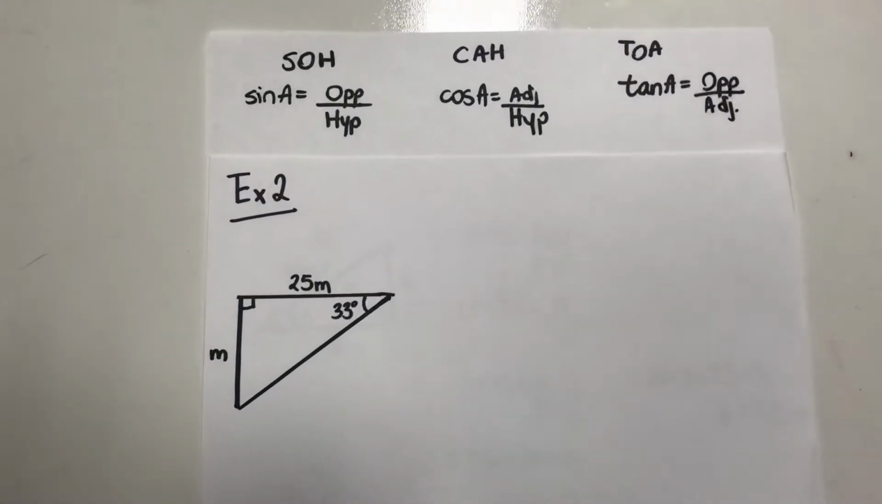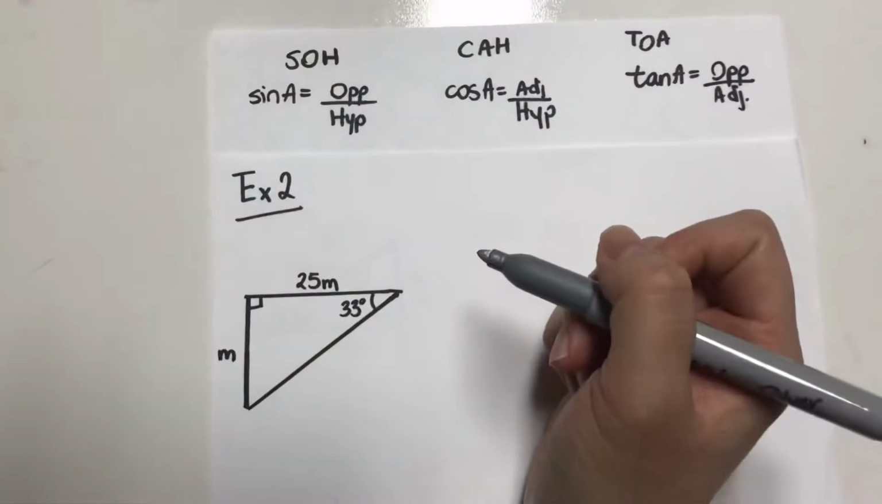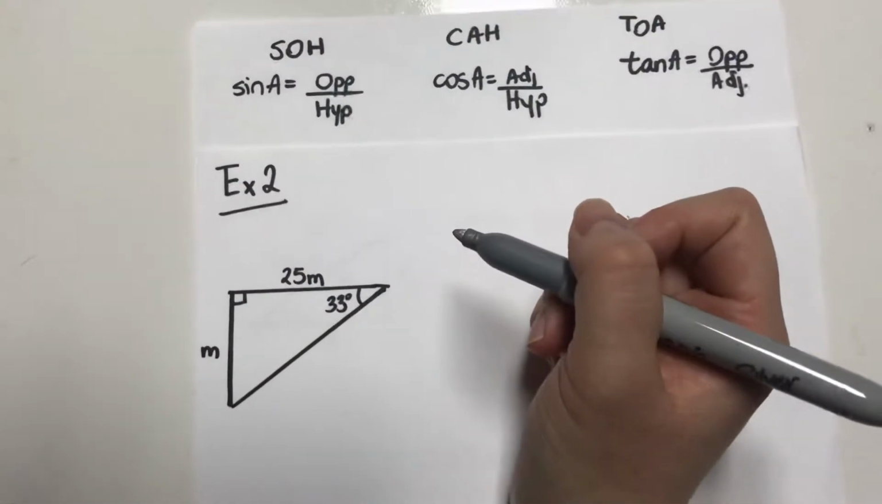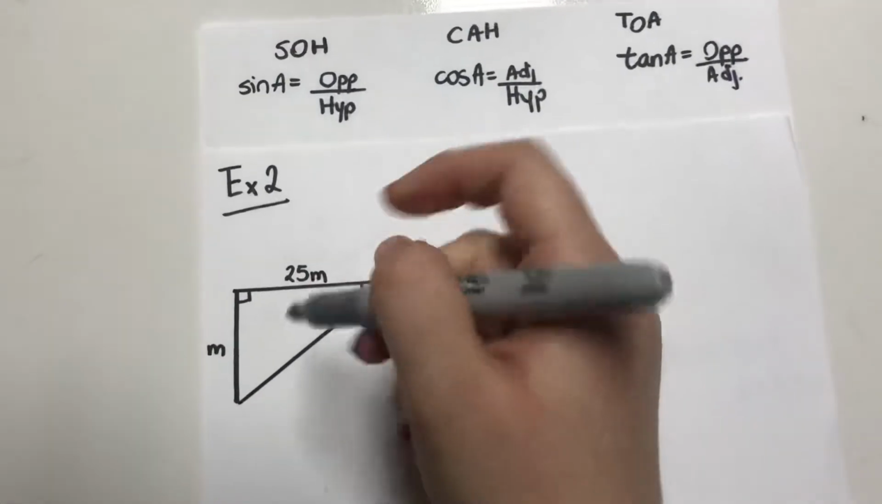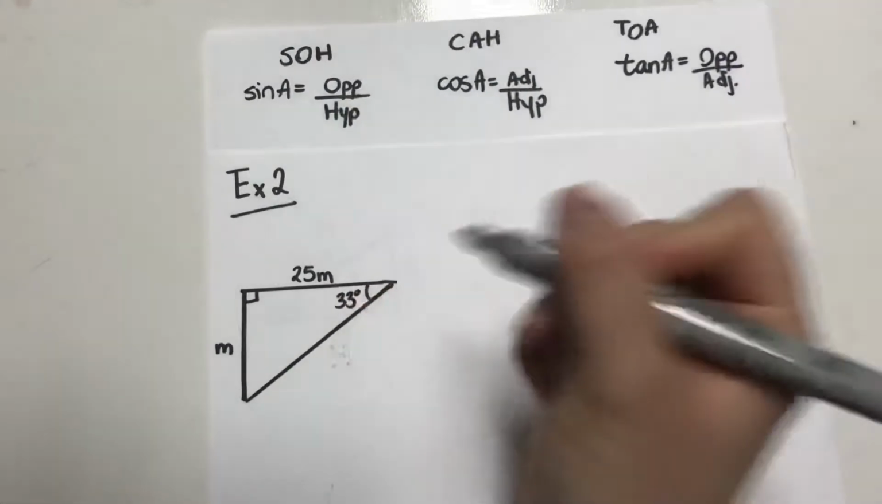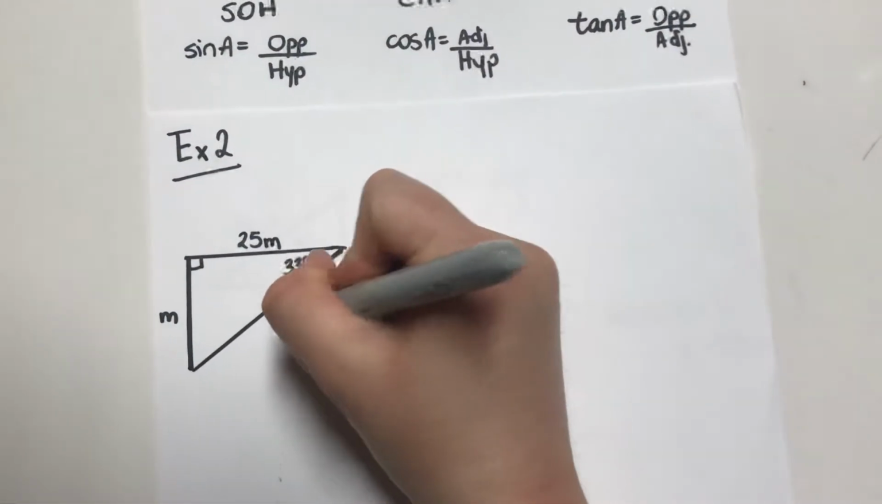So I'm going to start off with the same step. I'm going to label the hypotenuse, the opposite, and the adjacent sides. I like to always start with the hypotenuse because we know that it's always across from the 90-degree angle. So this is going to be our hypotenuse. Plus you've kind of looked at that one before, so it might be more familiar to you.